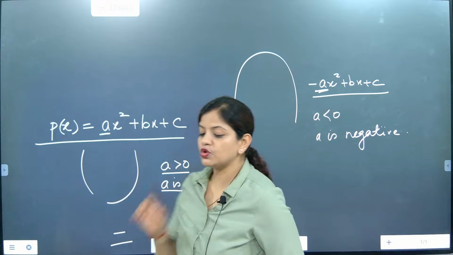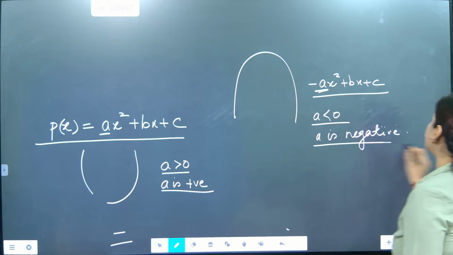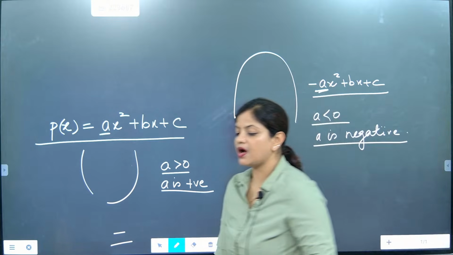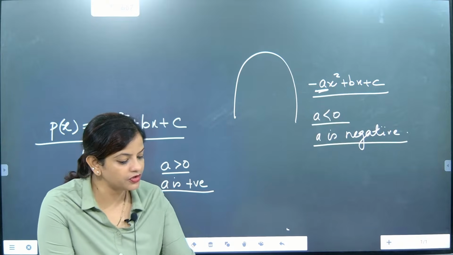Now look here. So next part we are going to do. If somebody asks you that a is less than 0, it means a is negative. More than 0 means a will be positive. Okay, the positive and negative part we have done. Shall we go for the next part?